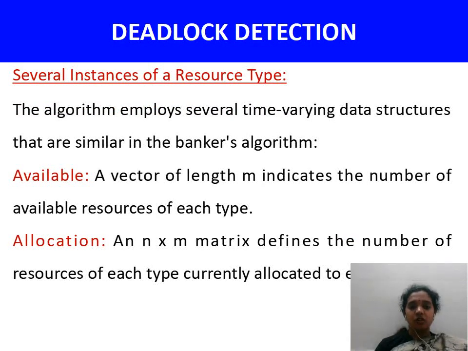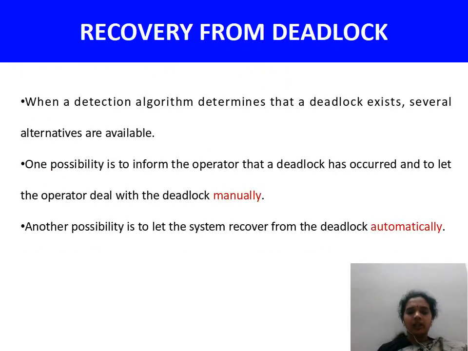In several instances of a resource type, the algorithm employs several time-varying data structures that are similar to those in the Banker's algorithm. Available is a vector of length m that indicates the number of available resources of each type. Allocation is an n cross m matrix that defines the number of resources of each type currently allocated to each process. If the system contains a deadlock, then with the help of a recovery mechanism, we can recover from the deadlock.